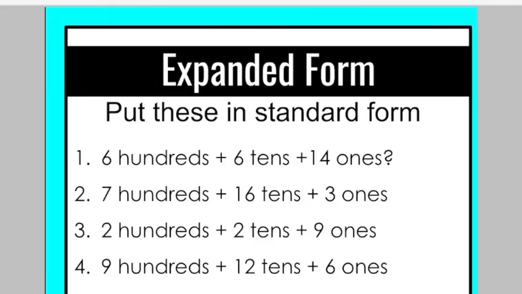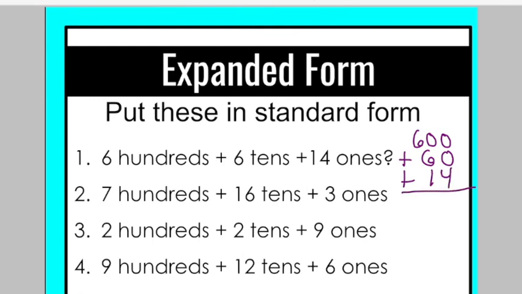All right, guys, the last thing we're going to be working on today is expanded form. We need to take these numbers and put them into standard form. So we're going to start with the first one. I like how it says 6 hundreds plus 6 tens plus 14 ones. So what I'm going to do is put each number in standard form and add them together. 6 hundreds is going to look like this. 600 plus 6 tens, which is 60, plus 14 ones.